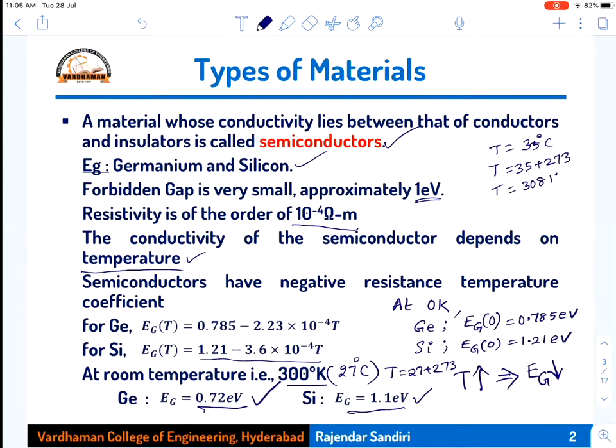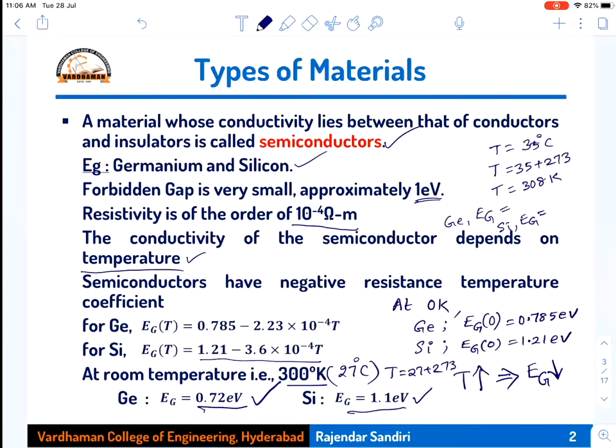308 Kelvin. Now at T equal to 308 Kelvin, what is the Eg of germanium, and how much is it for silicon? You just calculate and type it in the chat box. Use the formula. You have to keep your calculator, notebook, and pen with you. Now I have given you one problem. The formulas are available on the screen.